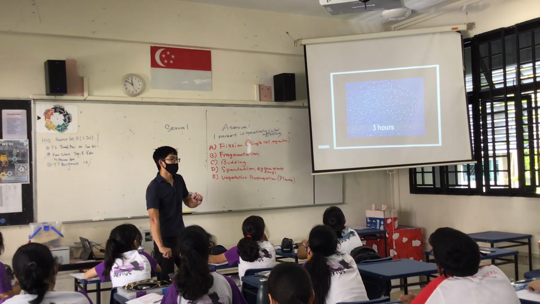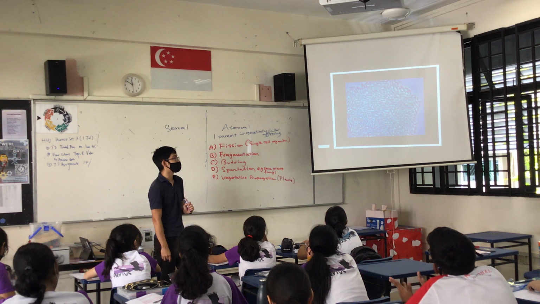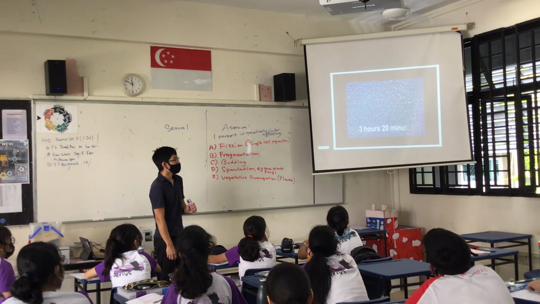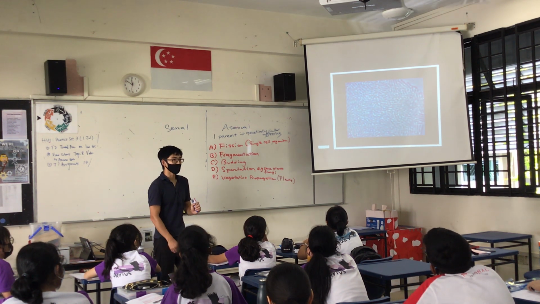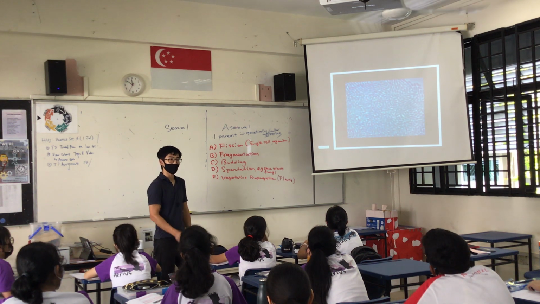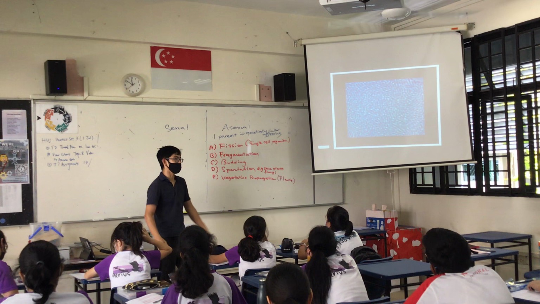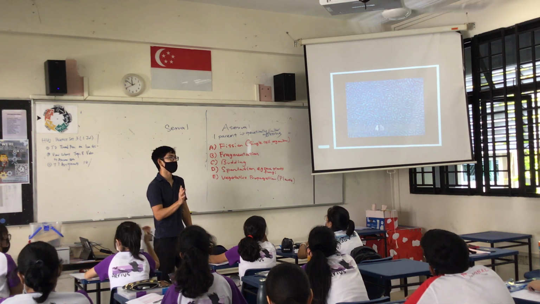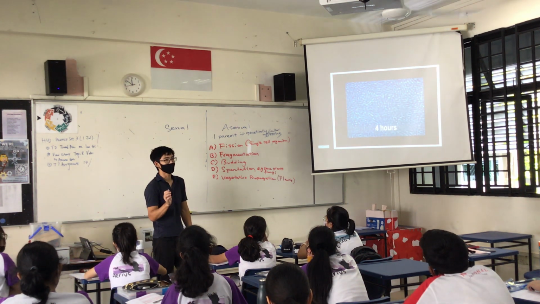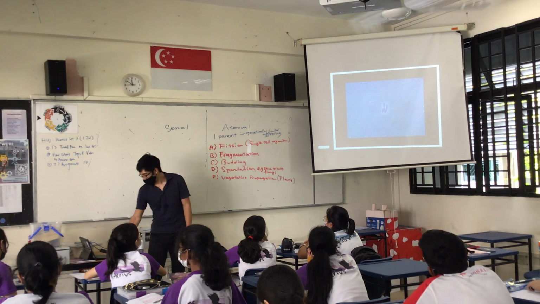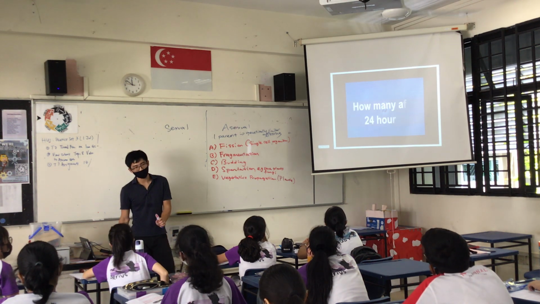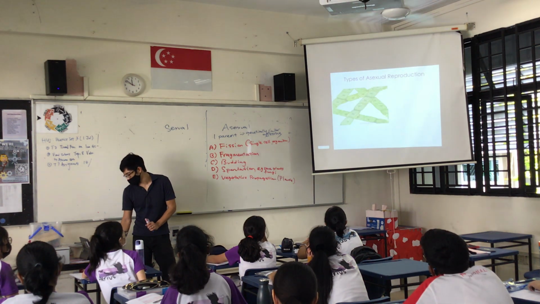But you notice this method, fission, occurs really, really fast. Every 20 minutes, one bacterium will split into two. So in 24 hours, boom, it's exponential, it just keeps increasing. From 2 to 4, 4 to 8, 8 to 16, it just keeps going. Okay, that's fission. It tends to occur for unicellular organisms.